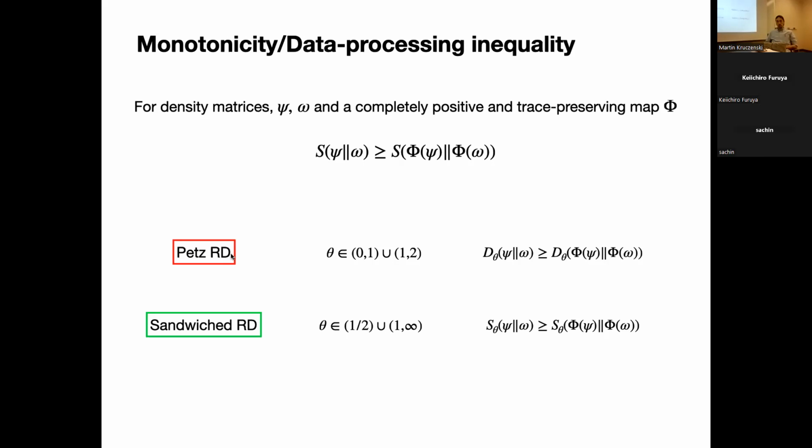In this case, you can think of the quantum channel as a thermalization process. Let's take psi to be some pure state, and omega is some thermal state. So phi omega could be equal to omega because it's already a thermal state. Now you can compare phi psi and omega, and that tells you how much psi is thermalized.